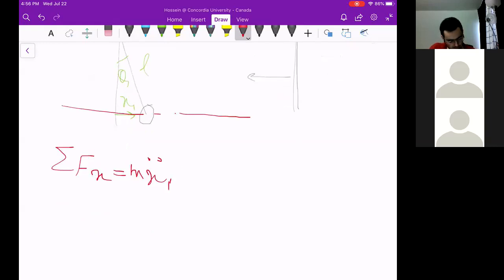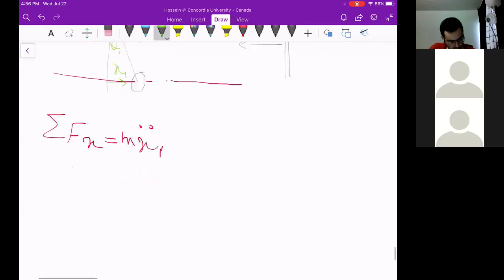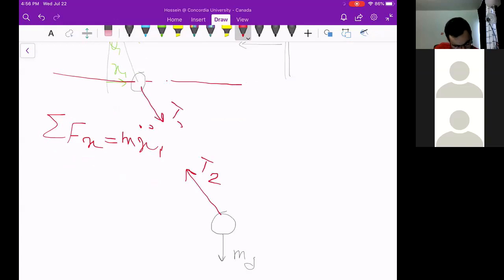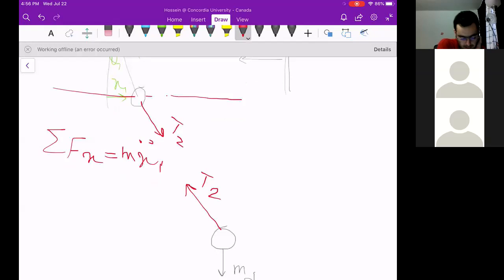So here, for the second pendulum, if I draw a free body diagram, there is mg, and there is the tension in the string, T2. The reaction of T2 will be applied on the first mass like this.